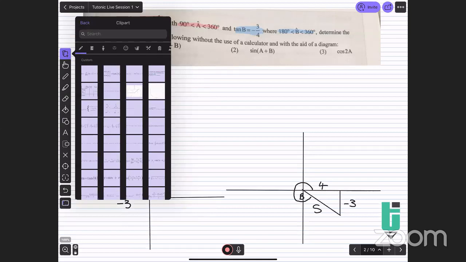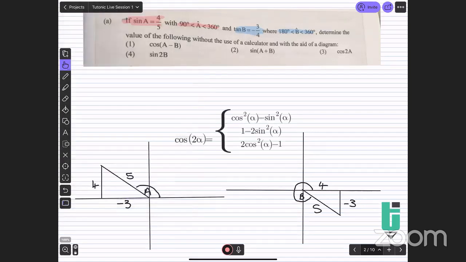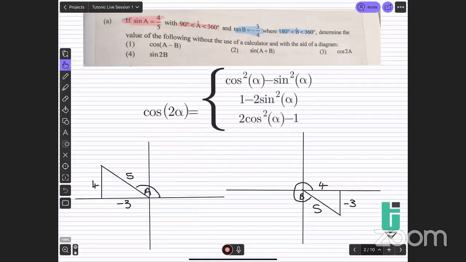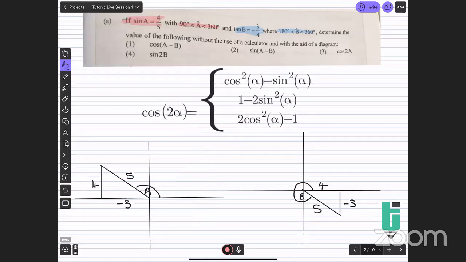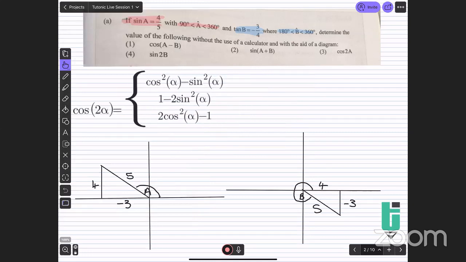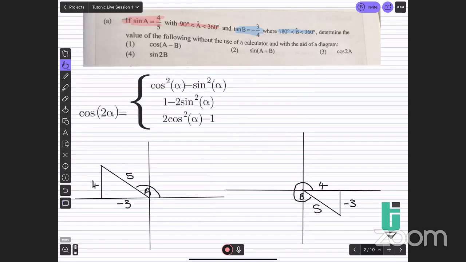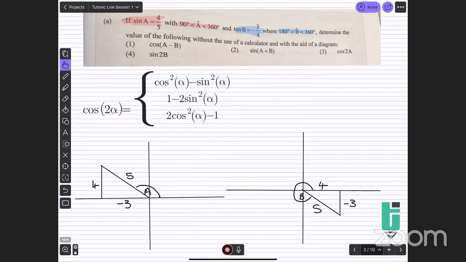You know. Okay, cos 2A, guys. Cos 2A is cos squared A minus sine squared A, and then 1 minus 2 sine squared A, 2 cos squared A minus 1, right? So do you guys agree we can just do that for this, right? Because don't we know cos squared A and sine squared A?